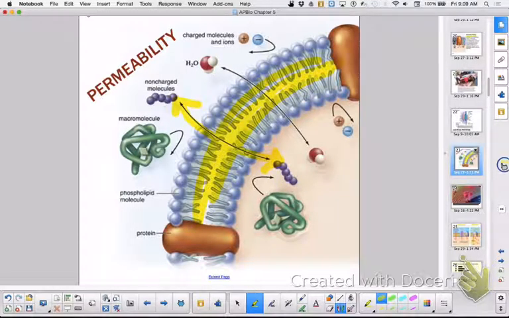So these non-charged molecules, they can pass through freely. These large macromolecules, they can't get through. This creates a barrier, and then I can control their movement based on whether I'm doing exocytosis or whether or not I'm allowing them to use a carrier. Okay, so that's how you can control the movement.